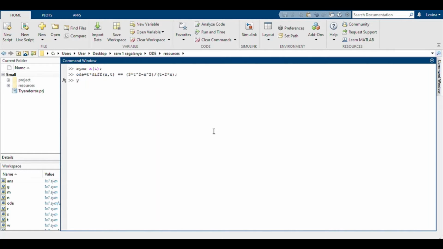Next, solve it. In bracket t equals to dsolve, in bracket ODE. So this is the answer we get. Same with the manual calculation. Here we can prove that the type of equation in the question is a homogeneous equation.